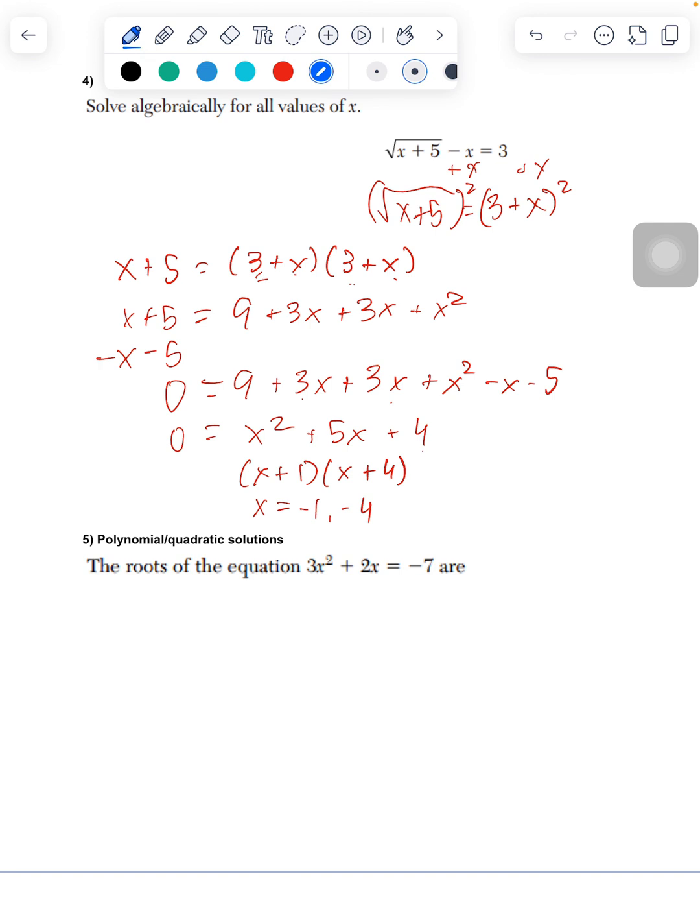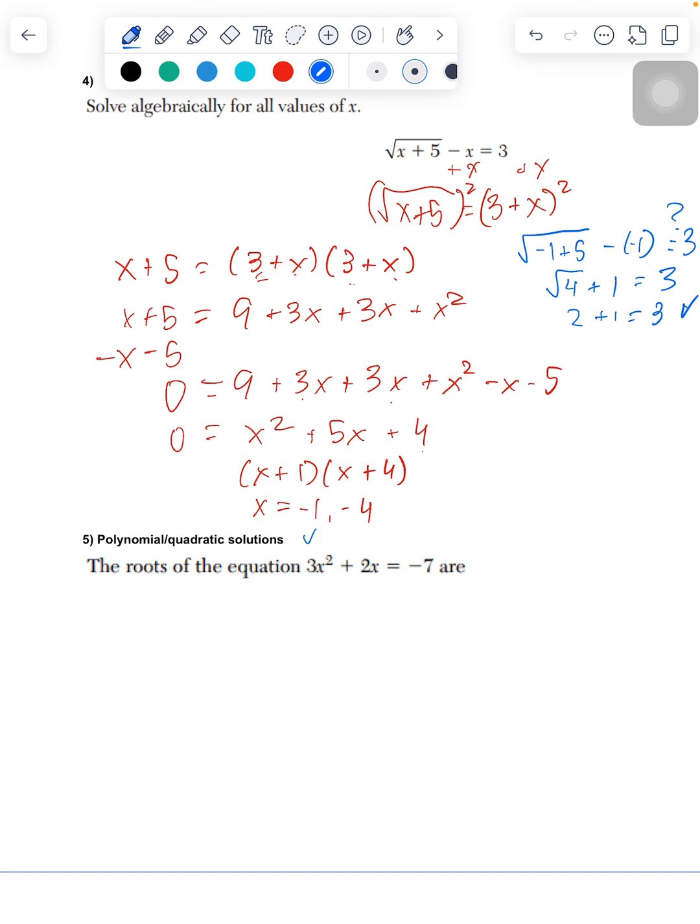So let's do it. Let's check x equals -1. Square root of -1 plus 5 minus -1. So minus, and my x is -1. Does this equal 3? So -1 plus 5 is 4, that's square root of 4. Minus a negative is positive. Does that equal 3? Yes, square root of 4 is 2. 2 plus 1 equals 3. So this one works out.